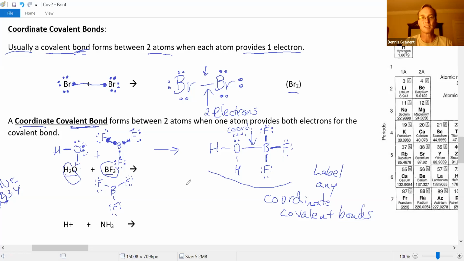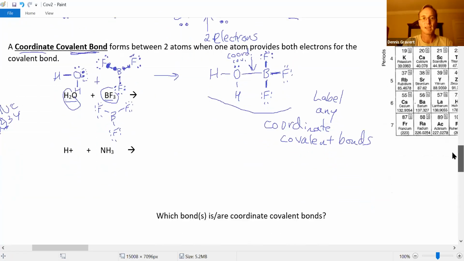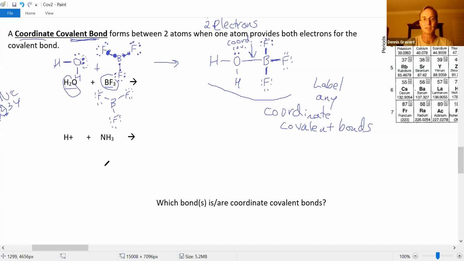Cool. Let's do another example. Got one right down here. Hey, that's ammonia again. We just talked about that a minute ago. So the Lewis dot structure. Oh, maybe I should have done it the proper way. Let's start all over. Sorry.